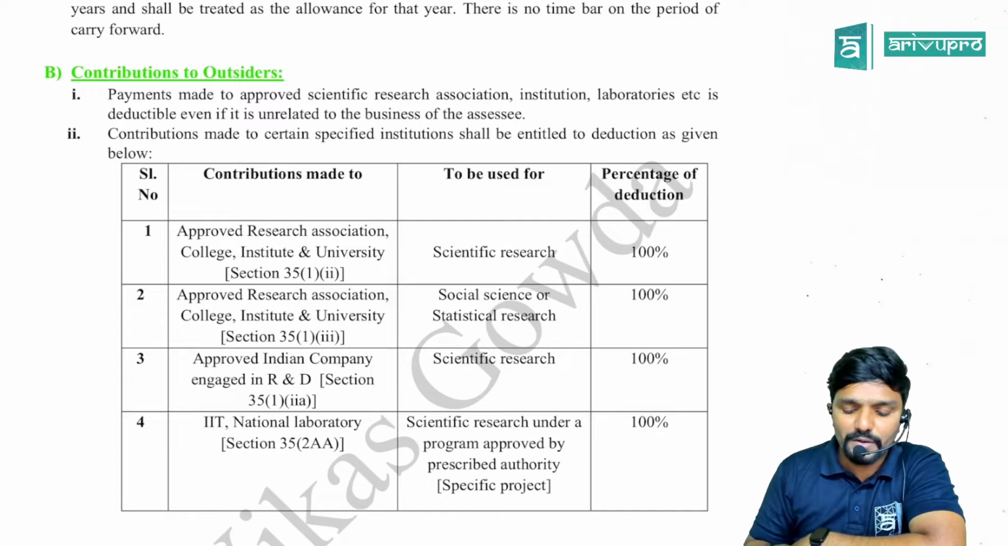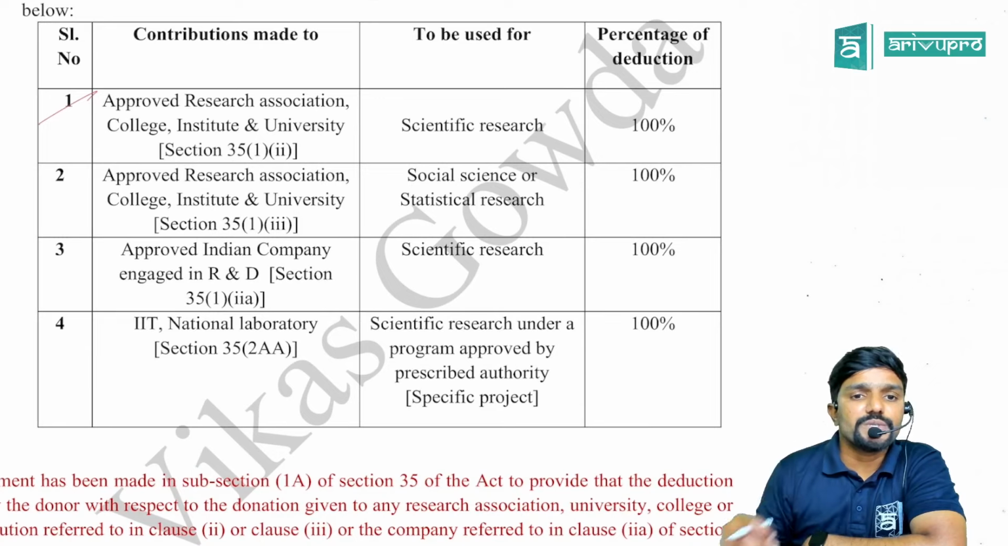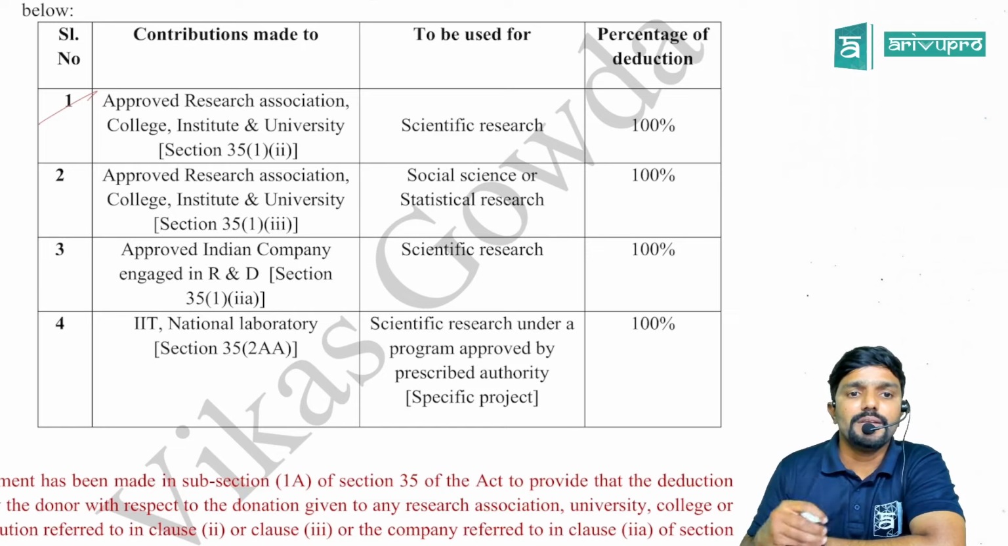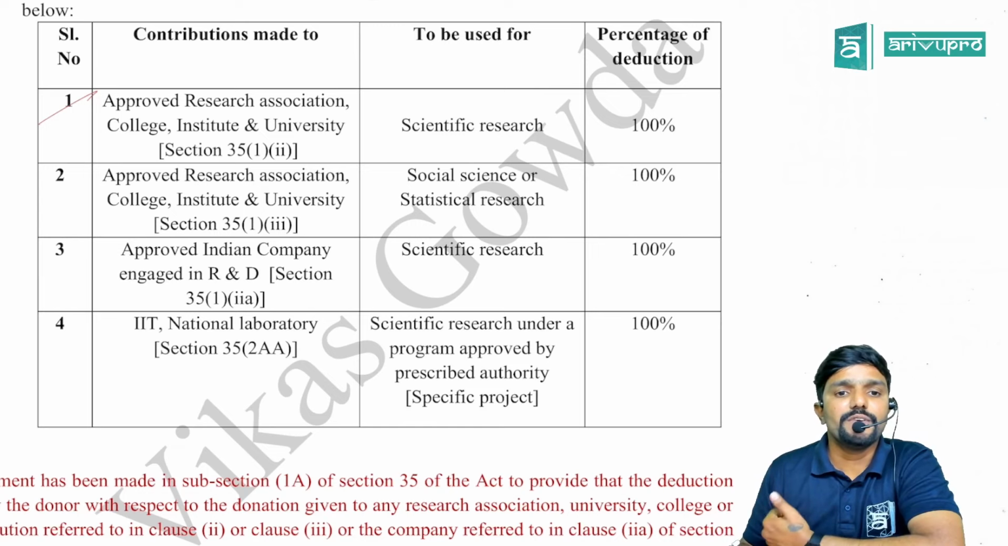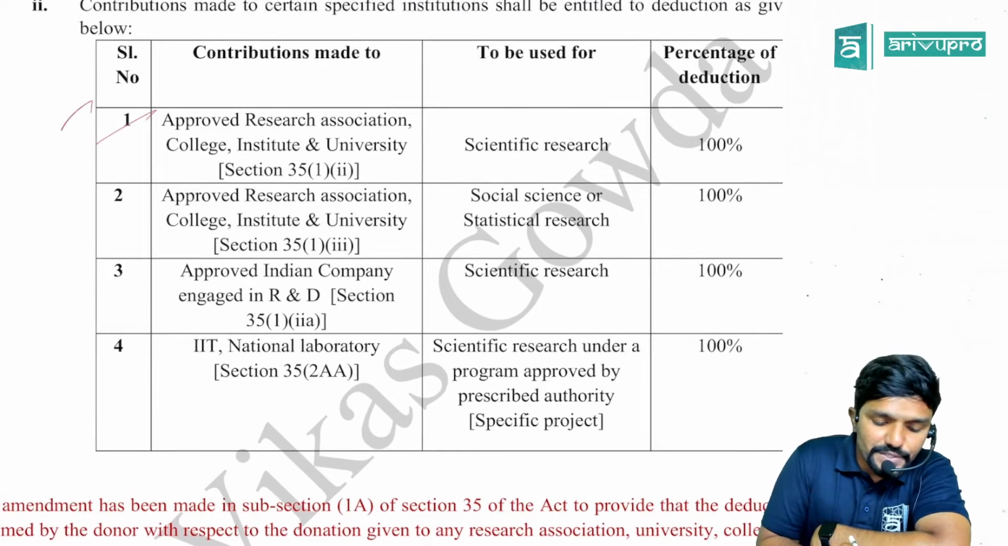100% deduction is given. If you have given a contribution to an approved research association, college, institute or university for scientific research, 100% deduction. Then if you have given to the same category of person but for social science or statistical research also, 100% deduction. Then if it is for an approved Indian company engaged in research and development for scientific research, 100% deduction. Then IIT, National Laboratory, which is covered under section 35(2)(aa), scientific research under the program approved by the prescribed authority, 100% deduction, guys. So the change is with respect to these 3 points.